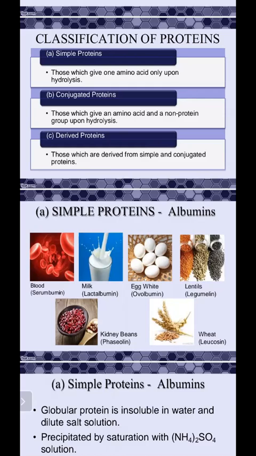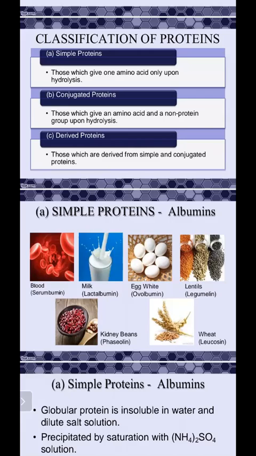Then C is derived proteins. What are derived proteins? Those which are derived from simple and conjugated proteins. So those derived from simple proteins or conjugated proteins are known as derived proteins.